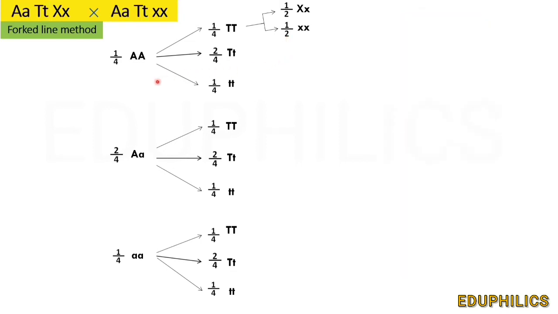This means an organism with capital A, capital T genotype may have a combination of capital X or small x. Let's write the possible combinations for this also. If you want to follow through all these genotypes clearly, please write down this cross on a paper along with me.